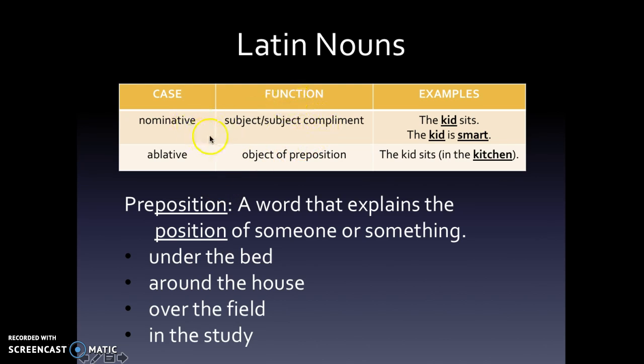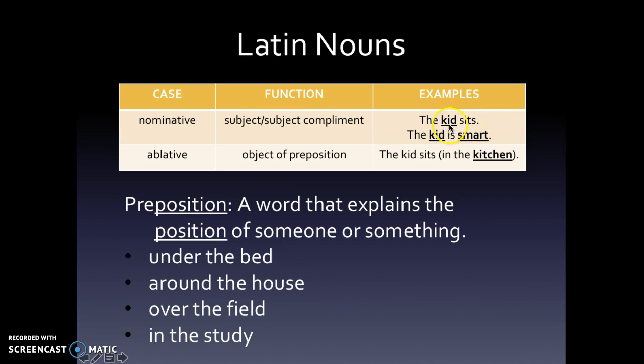The nominative is going to be the subject. It could also be the subject complement, and this depends a lot on the verb. So in this example, the kid sits. Sits here is an action verb. Kid is our subject. This is the noun. The kid is the one doing the sitting. In English, we know that the kid is the subject and therefore doing the sitting simply because of word order.